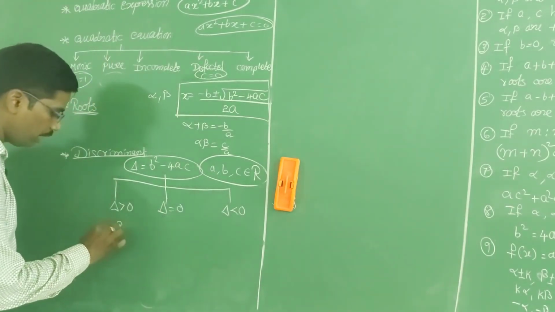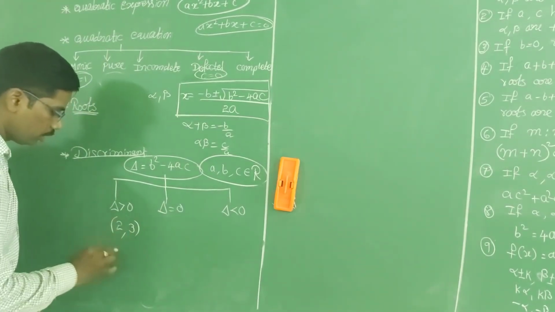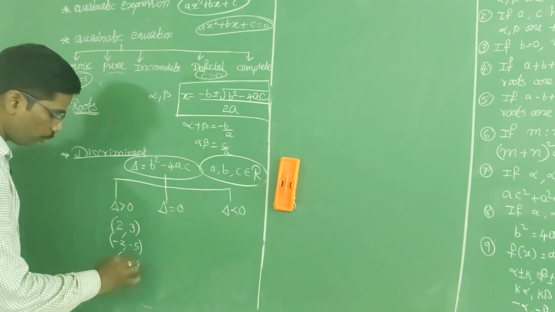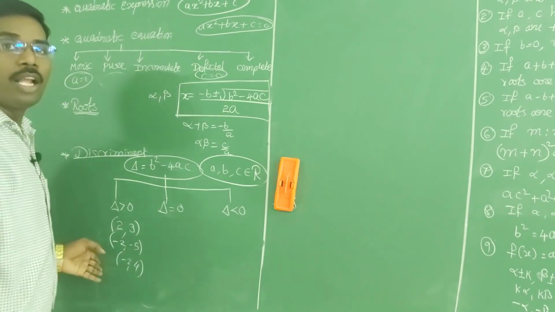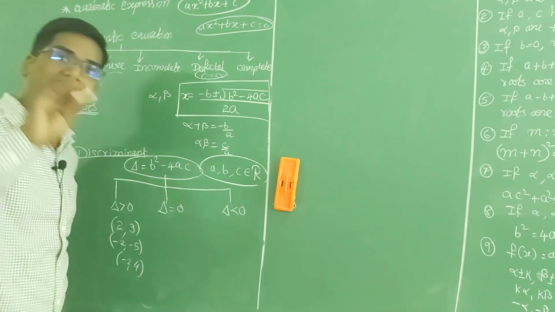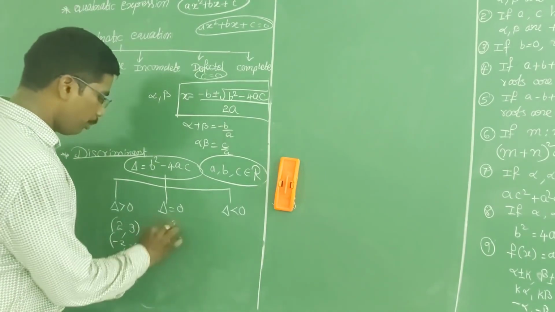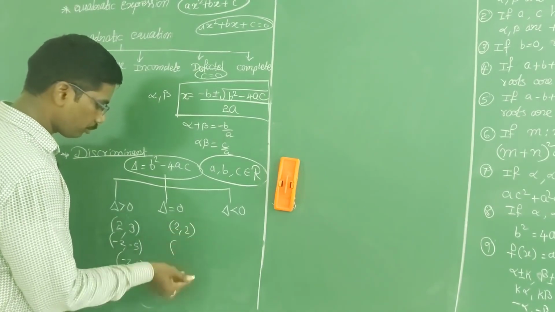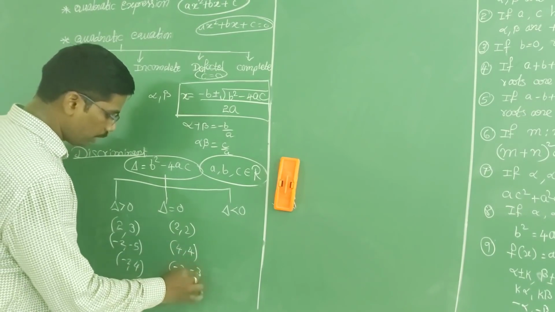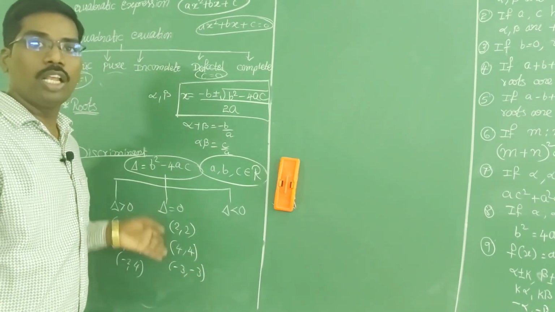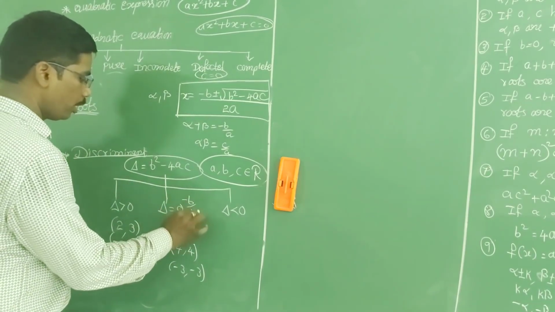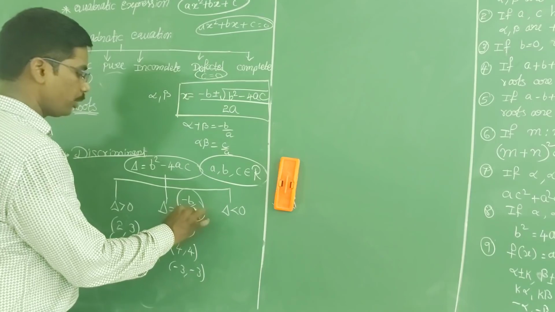Real and unequal means, for example, 2 comma 3, minus 2 comma minus 5, minus 2 comma 4. So roots will be real numbers and unequal. If delta is equal to 0, then the roots are real and equal. Real and equal means 2 comma 2, 4 comma 4, minus 3 comma minus 3. Roots are real and equal, and that real root is nothing but minus b by 2a.